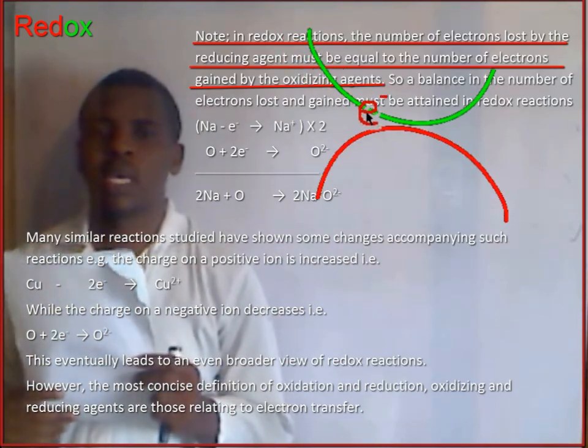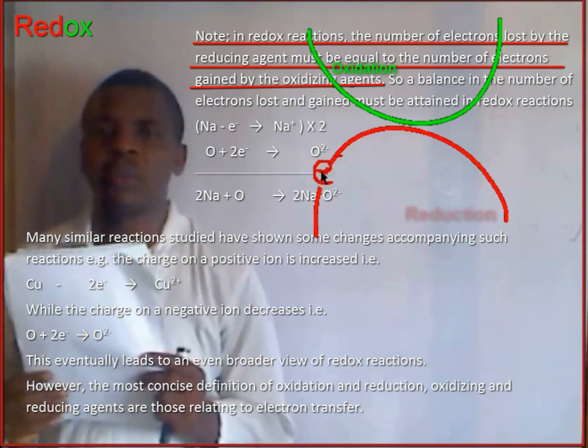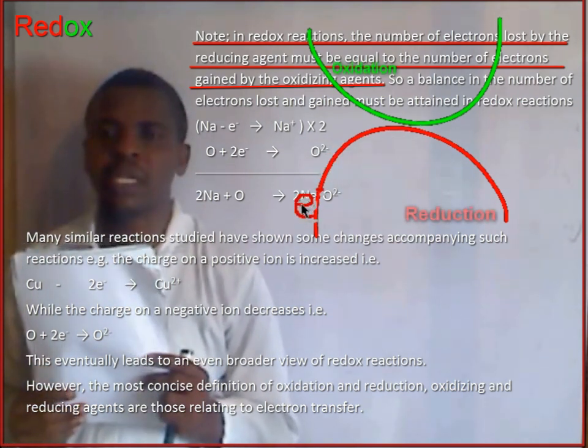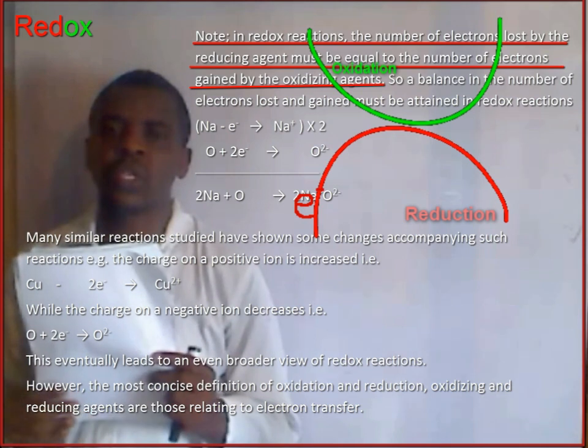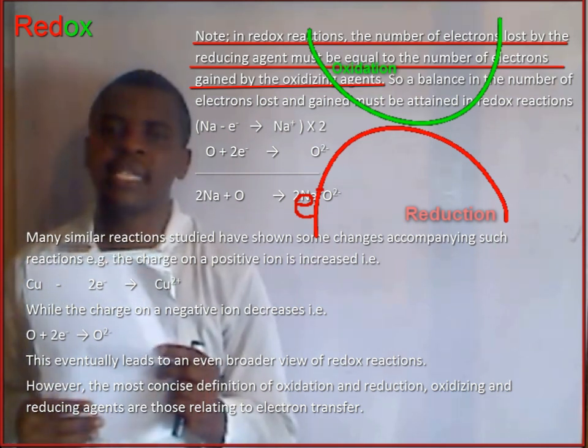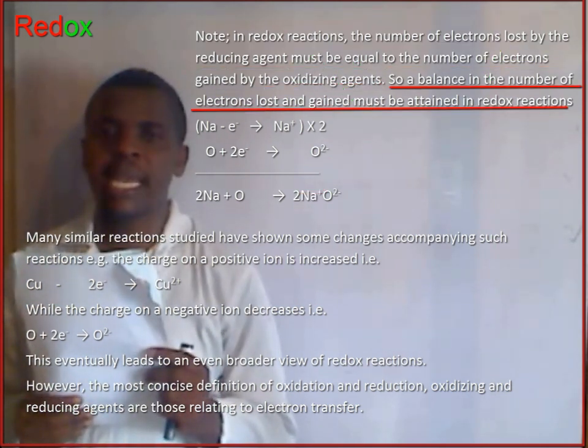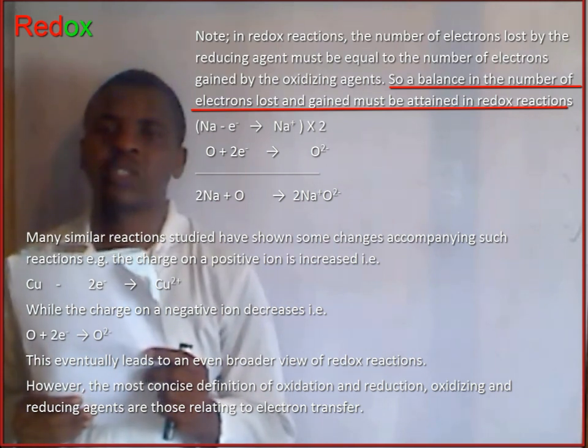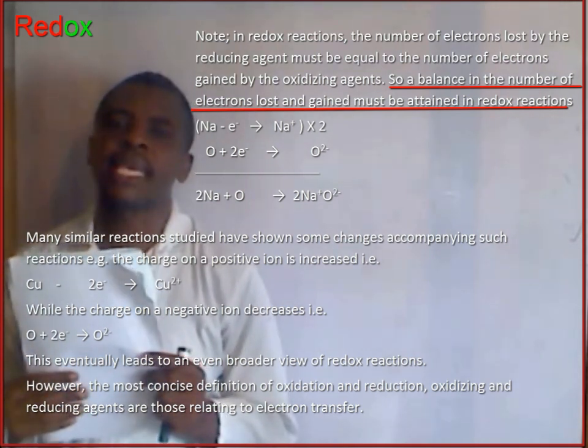Note, in redox reactions, the number of electrons lost by the reducing agent must be equal to the number of electrons gained by the oxidizing agent. So a balance in the number of electrons lost and gained must be attained in redox reactions.